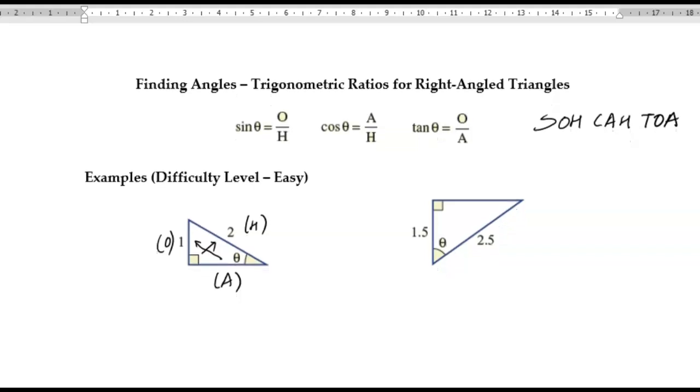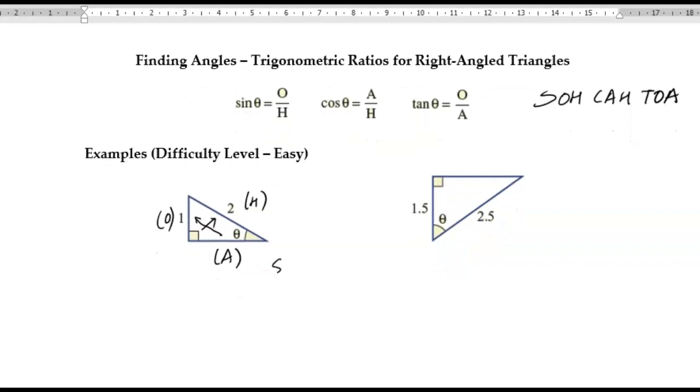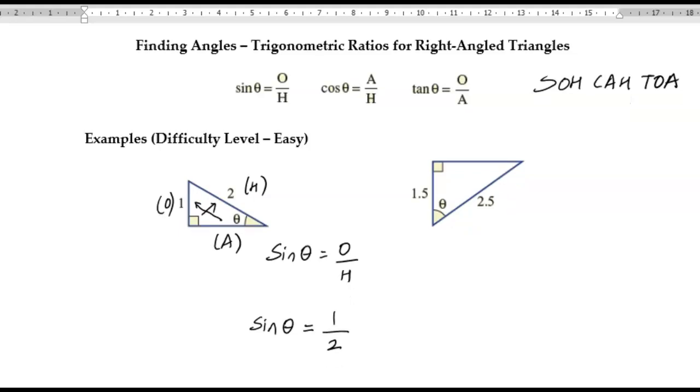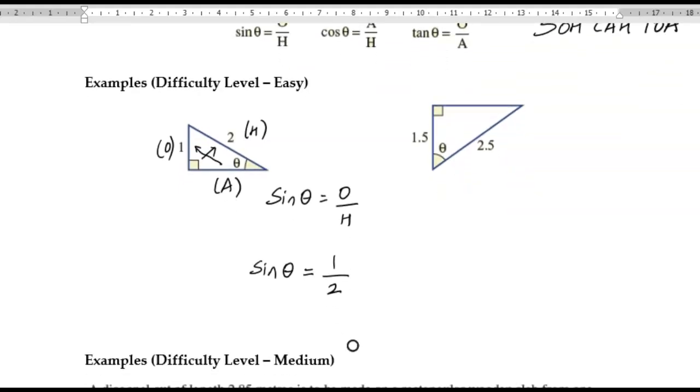So I'm going to write that down first. Sine theta equals opposite over hypotenuse. And I'm going to substitute the values: sine theta equals the opposite side is 1 and the hypotenuse is 2. So we know that sine theta equals a half. The way we work out theta is what we call the inverse. So what we mean by that is theta equals sine inverse of a half.